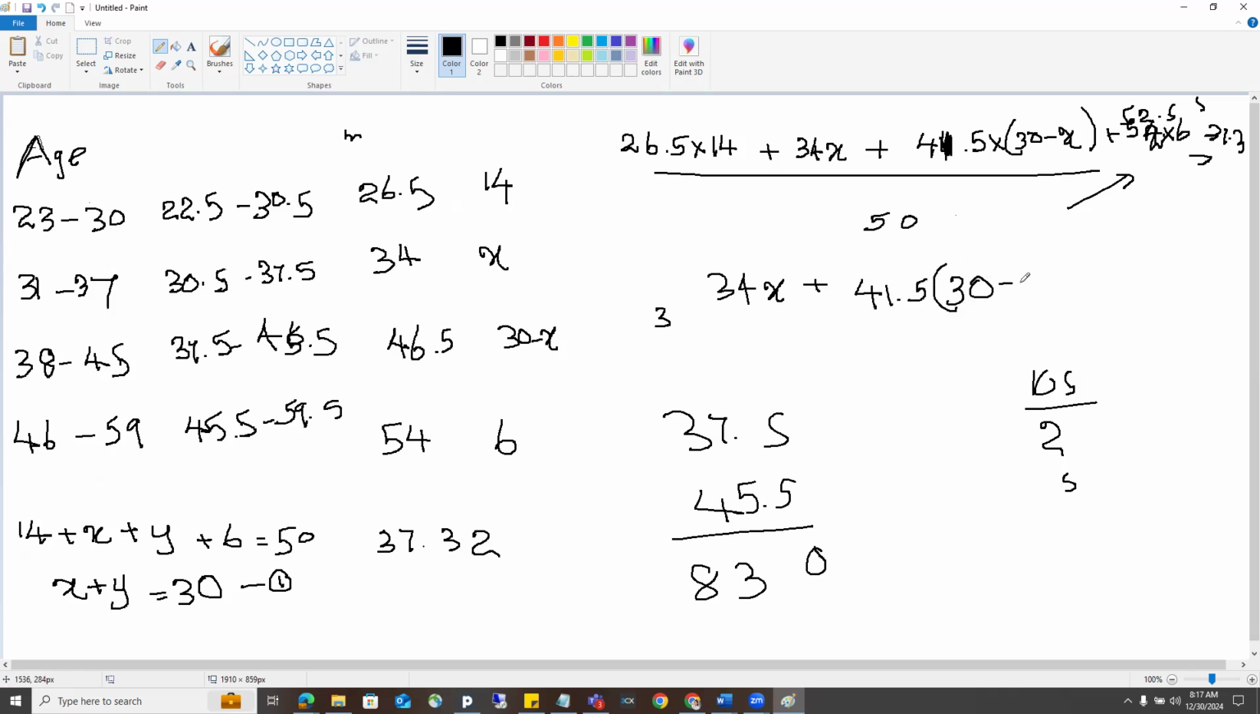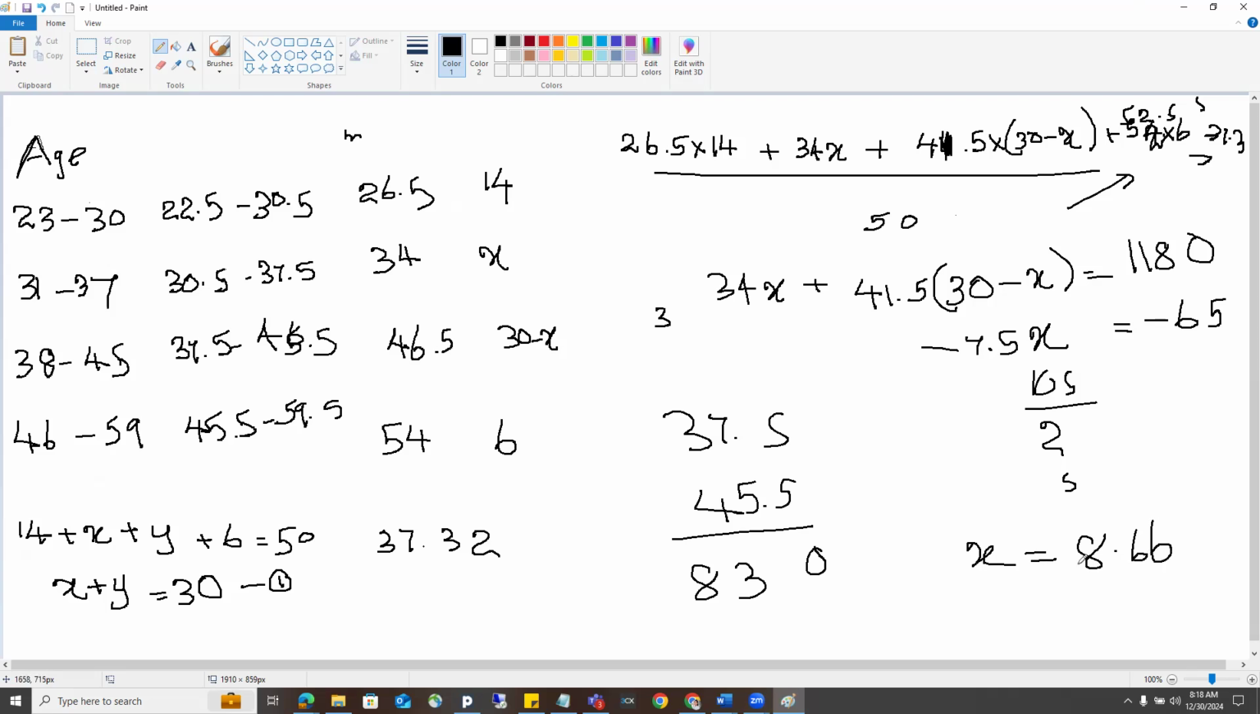41.5 times 30 minus x equals 1180. So if I take this to the left hand side, let's do it this way. Then 1180 minus 41.5 into 30, that is minus 65. Here we get minus 65 as an answer. Then here we have 34 minus 41.5, which is minus 7.5. Minus 7.5x. Then 65 divided by 7.5 means 8.66. Yes, that's what I got.